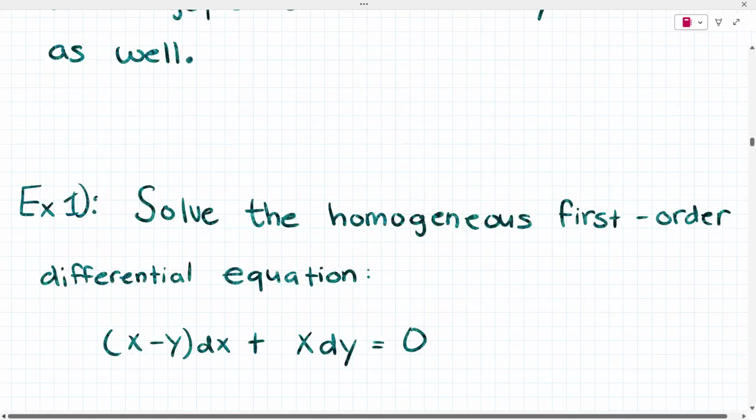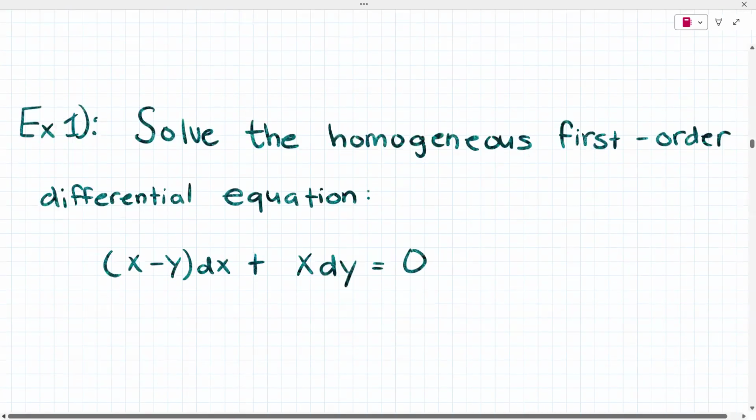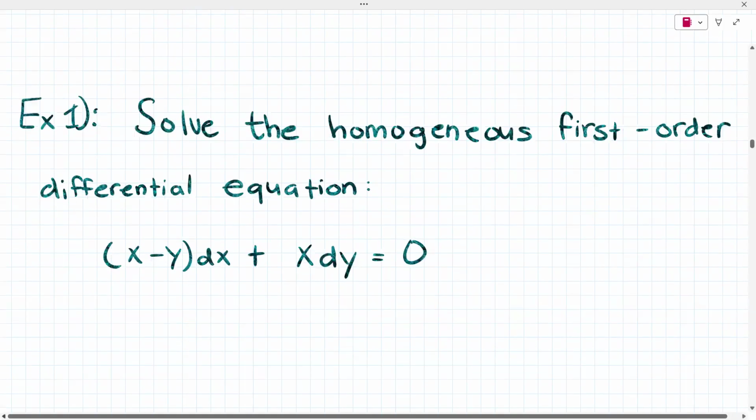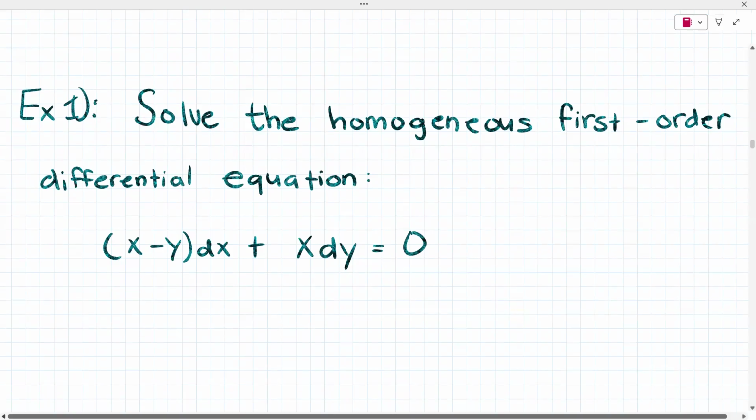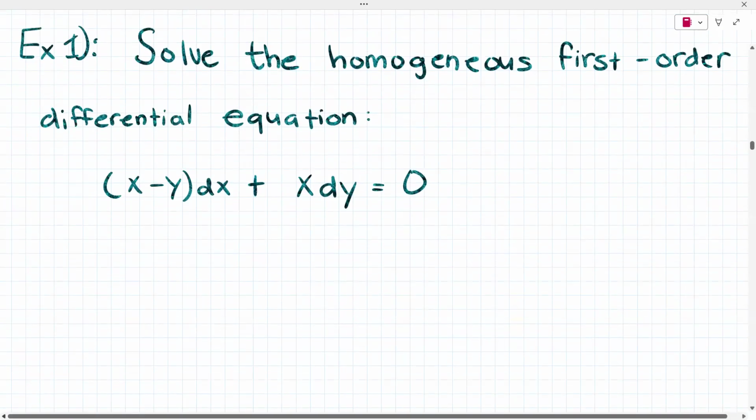Okay, let's start with example 1. Example 1 says solve the homogeneous first order differential equation (x minus y) dx plus x dy equals 0. So first we've got to determine if it's actually homogeneous. Step 1, check if it's actually homogeneous.